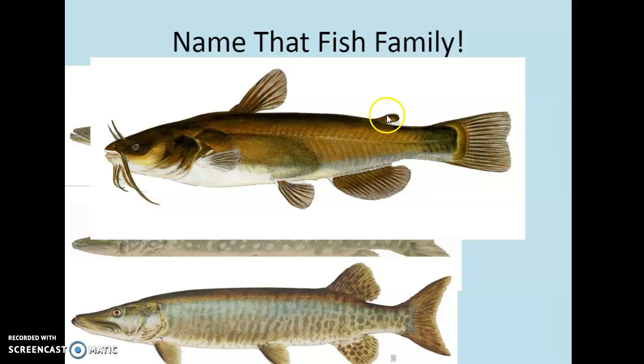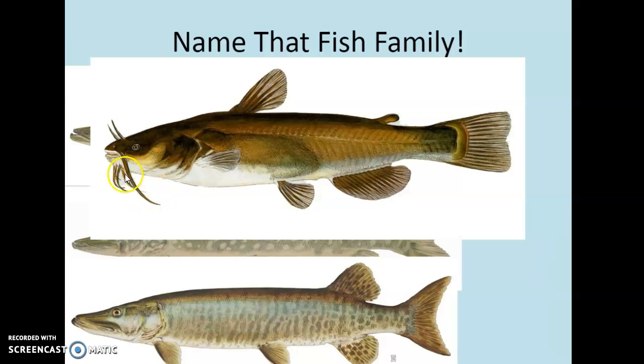So this is a fin, but it doesn't have any spine through it. And so this fin is just holding fat. So it's basically a nubbin of skin and fat. It's called an adipose fin, and adipose in Spanish, I believe, means fat.